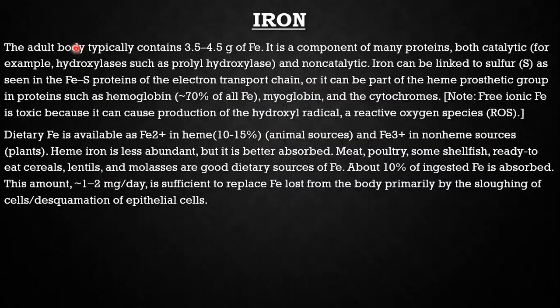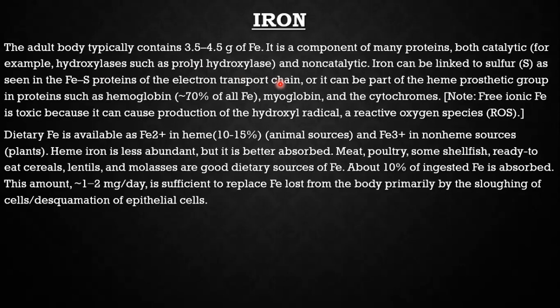Now, the adult body typically contains about 3.5 to 4.5 grams of iron. Females have a lower amount of iron and males have a higher amount of iron. Now, iron is a component of many proteins, both catalytic and non-catalytic proteins. Now, the catalytic proteins are like enzymes. Some of the enzymes which contain iron include prolyl hydroxylase.